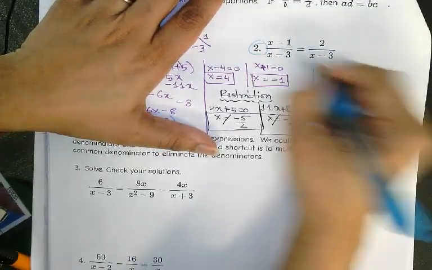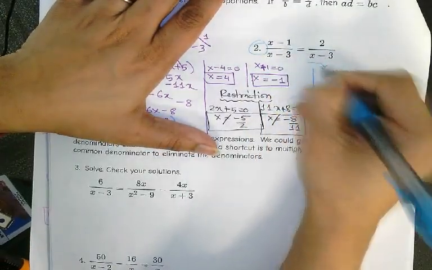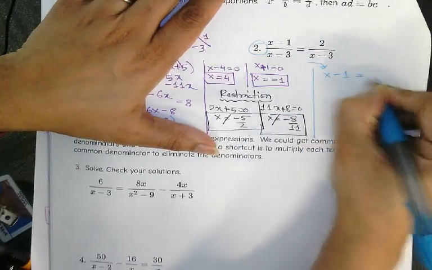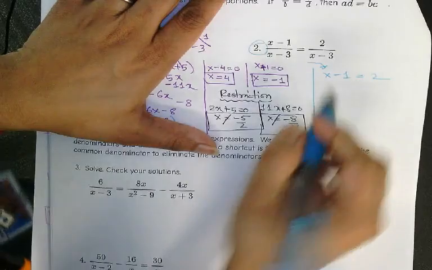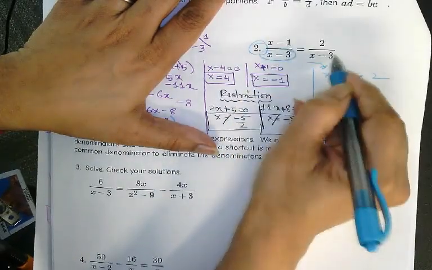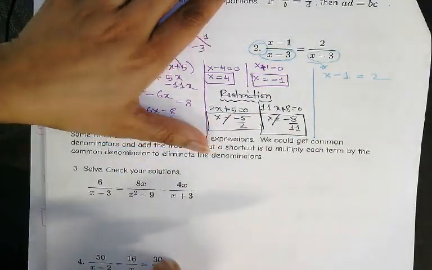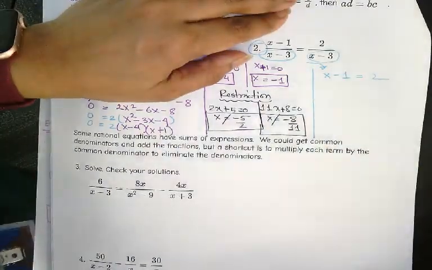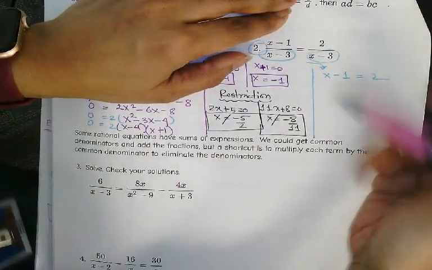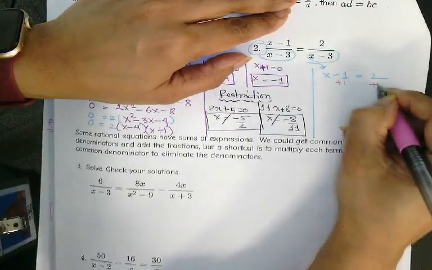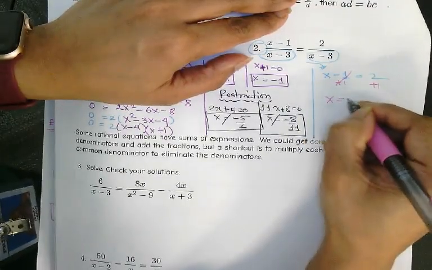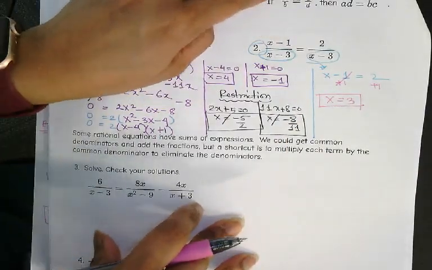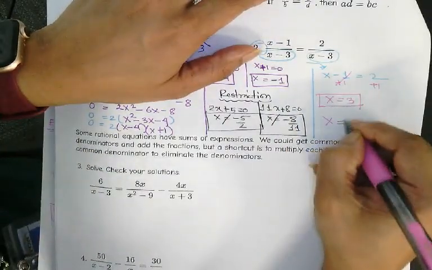So what I can do for this one, I'm doing it over here, I don't have space. x minus 1 is going to be equal to 2. Both of them are gone. Clear? All right, now what should I do? Add 1 on both sides, cancels out, x is going to be equal to 3. What is my restriction now? Here is the problem.